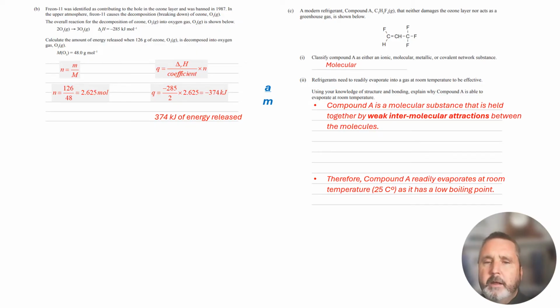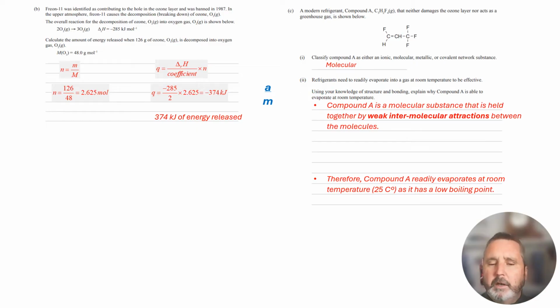Now, why does it have a low melting point? Why does it evaporate to a gas? It evaporates to a gas because it has a low boiling point. Why does it have a low boiling point? Well, weak interactions mean a small amount of energy, therefore it has a low boiling point.